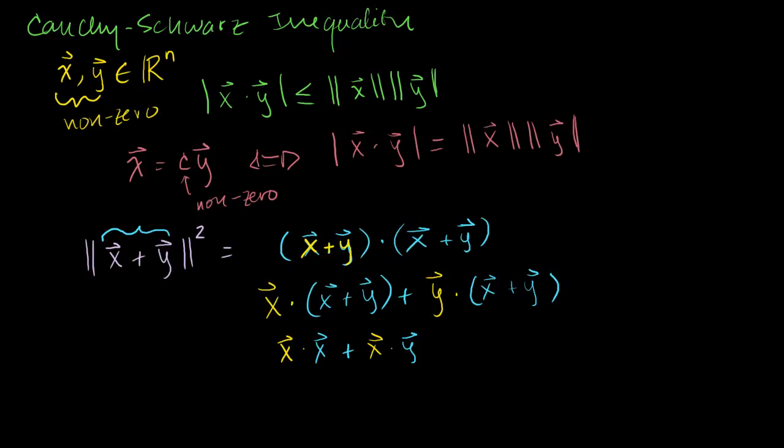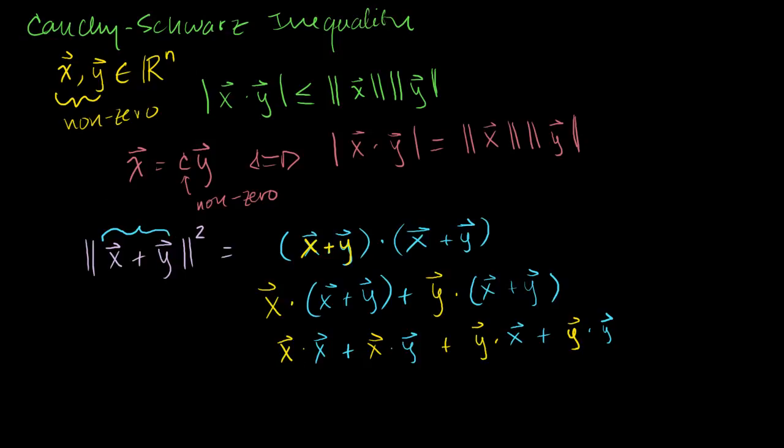And then it's plus y dot x. So y dot x plus this yellow y dot the yellow x, dot the yellow, sorry, dot the blue y, dot the blue y. So the magnitude or the length of our vector x plus y squared can be rewritten like this.